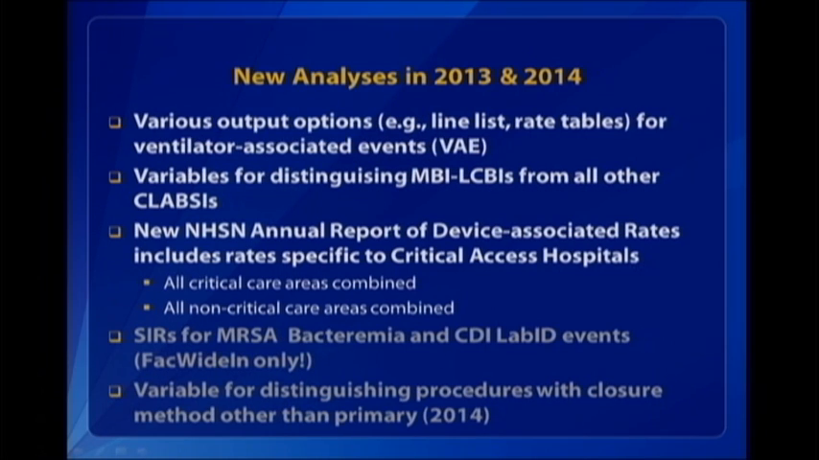We didn't have enough data prior to last year to be able to look at it. Well, now we had enough critical access hospitals reporting to us. And what we saw was that they were significantly different from all other acute care hospitals. So we now have rates that are stratified by all critical care areas combined for these hospital types and all non-critical care areas combined. We also have SIRs for MRSA bacteremia and CDI, and variables for distinguishing procedures with a closure method other than primary, and we'll discuss those tomorrow.